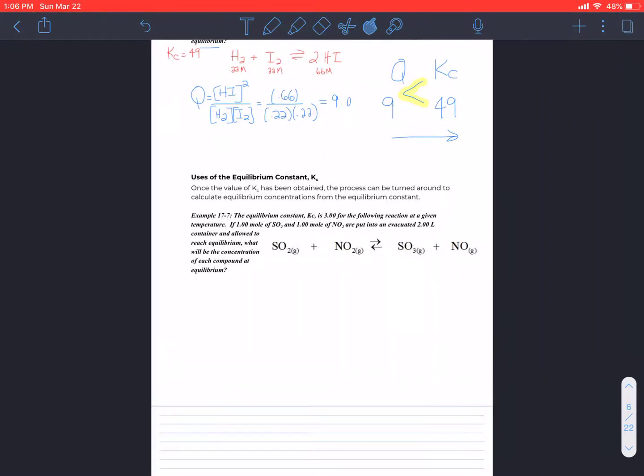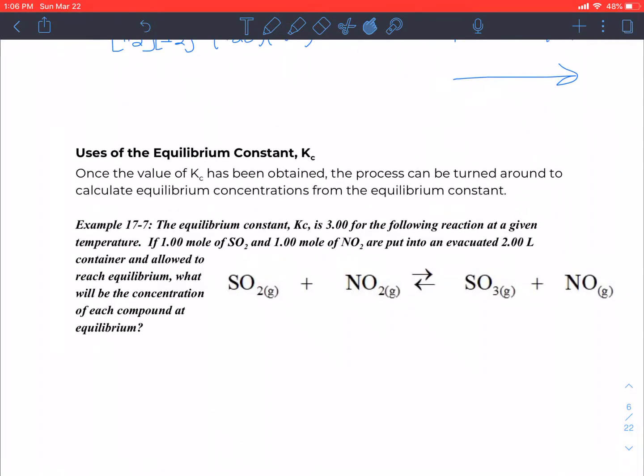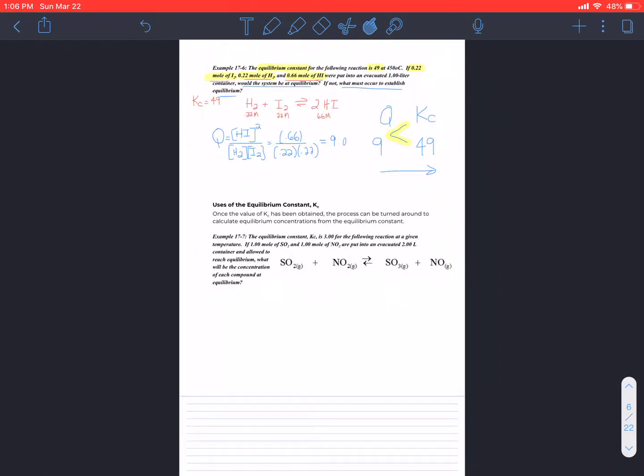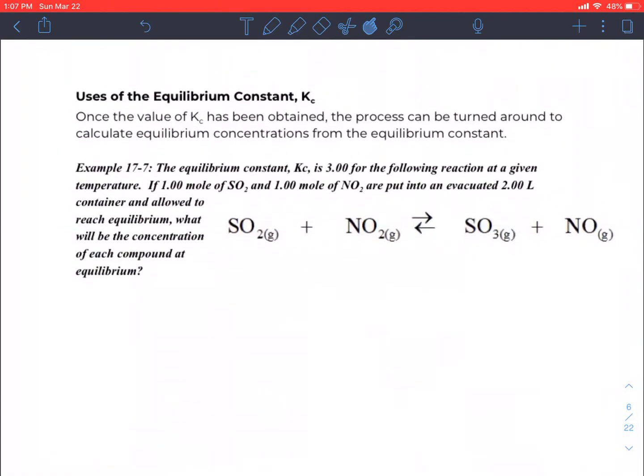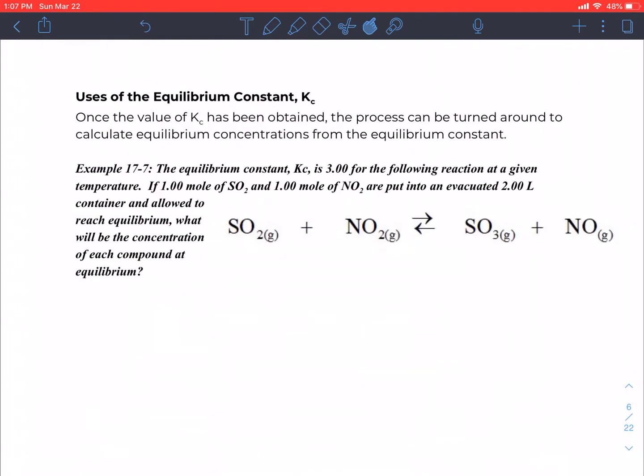Okay, so you should be here at 17.7, uses of equilibrium constant. And I'll be honest, I did not give you enough room on the original document to complete this problem. So I've added in a page that I'm going to do some more work on. This is going to be a pretty long problem. This is actually pretty fun, in my opinion.